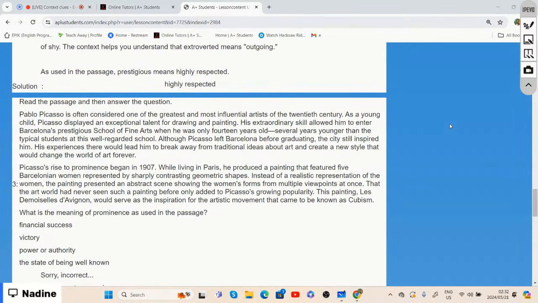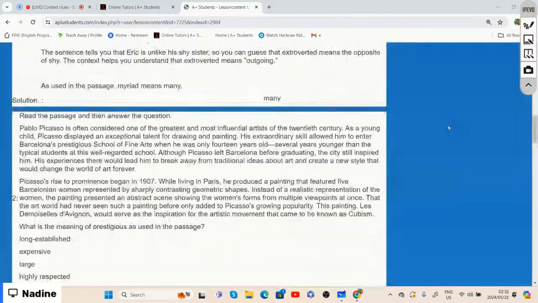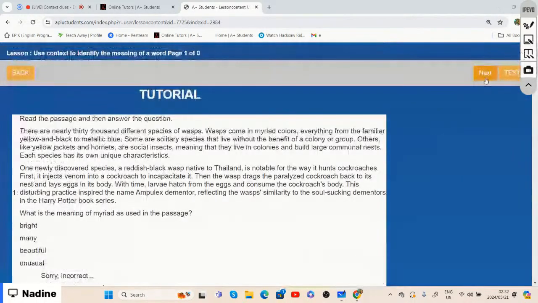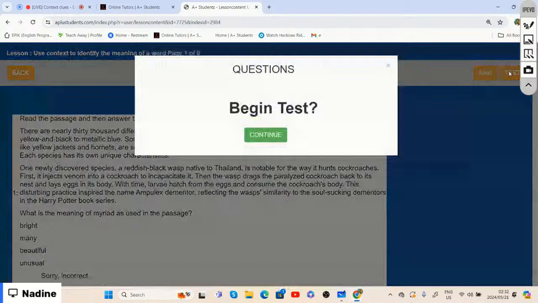All right. So we're going to our test. Now we're going to the test where we're going to use context to identify the meaning of a word. We are going to use context to determine the meaning of a word.